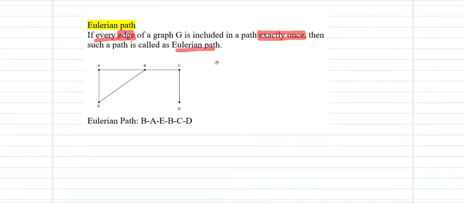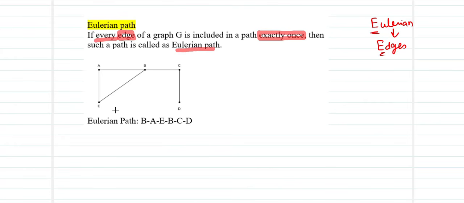Notice, a path need not cover all the vertices and all the edges. But when it comes to Eulerian, every edge must be included from the graph G exactly once. So you can remember it this way: E is for Eulerian. What do we need to include? We need to include edges. So E for E. So every edge of the graph G is included exactly once. Then you call it an Eulerian path.